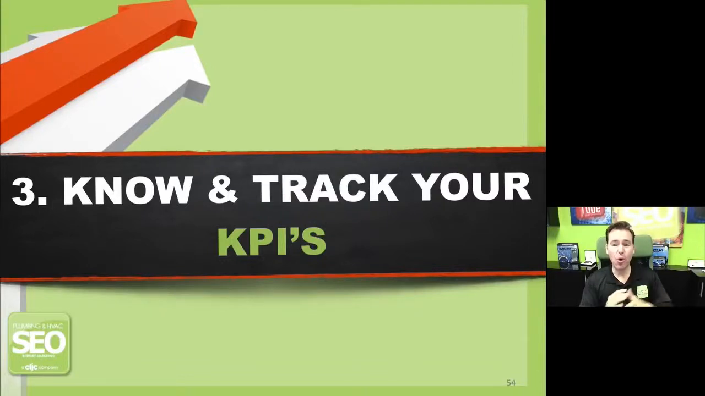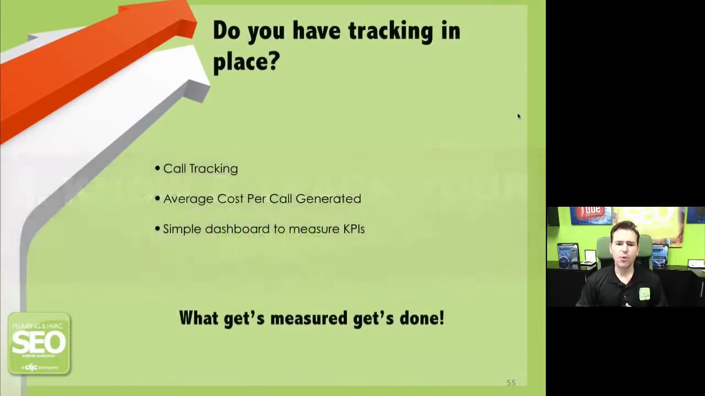Step 3 is to make sure we know our KPIs, especially as it relates to our marketing KPIs, which we all know a KPI is a key performance indicator. So the main things I suggest you have in place, no sense doing any online marketing if you don't have call tracking in place, where you can see, for your efforts, how many calls came in, right?